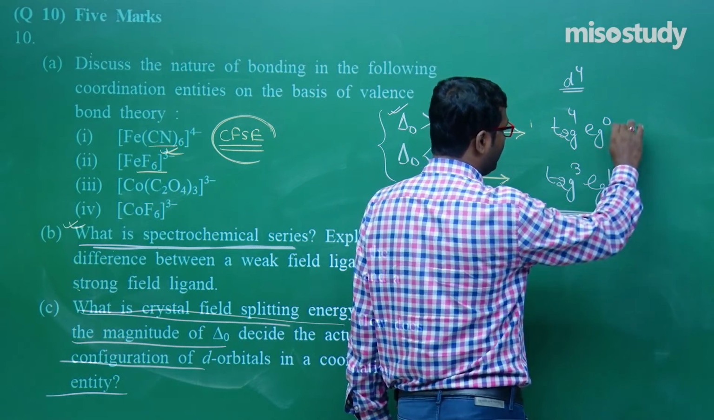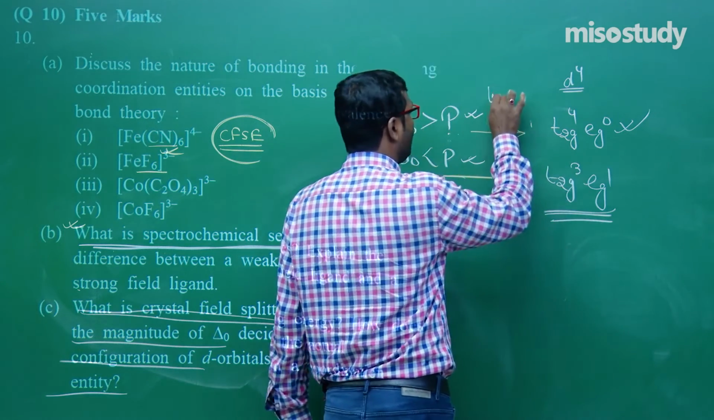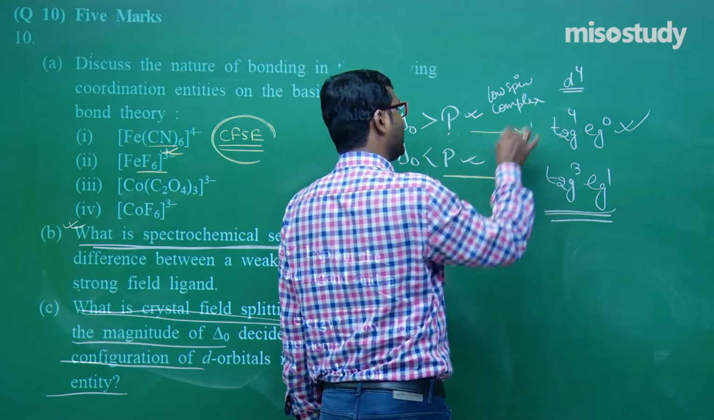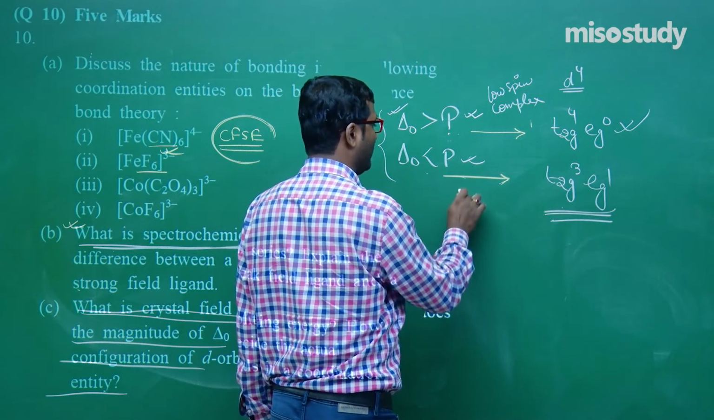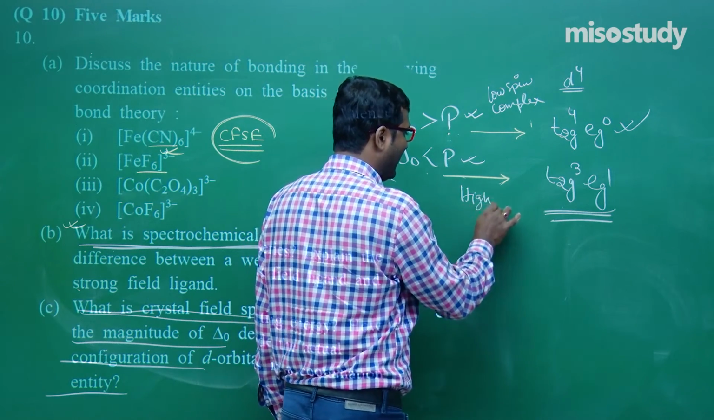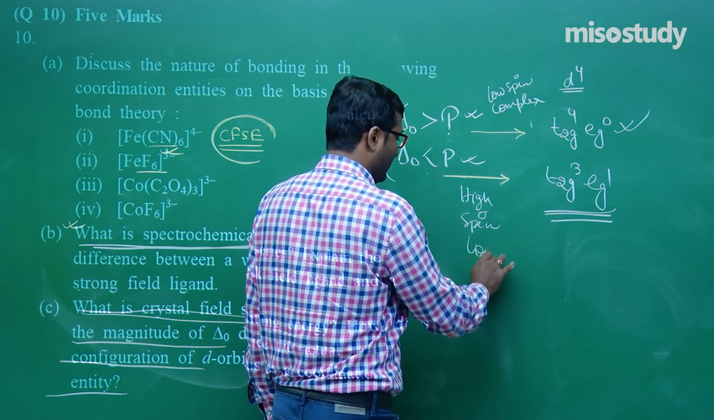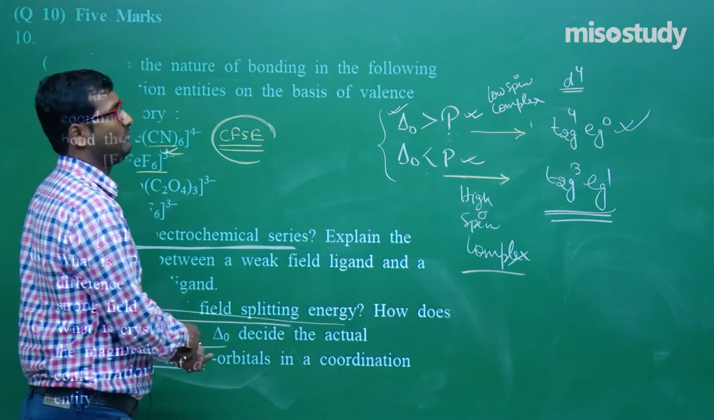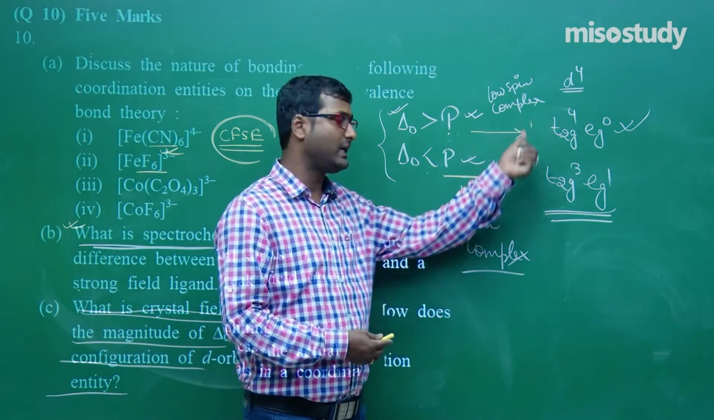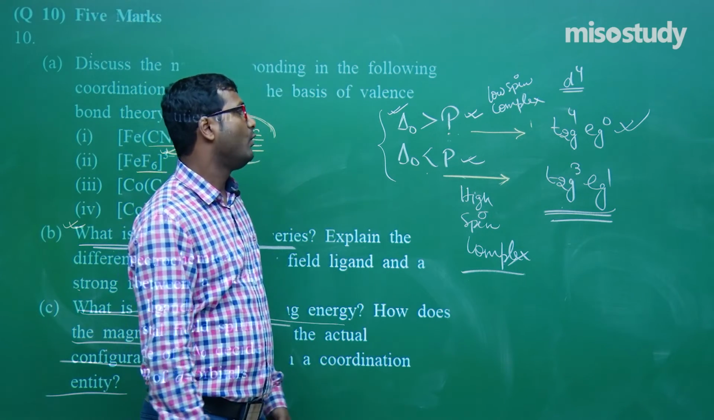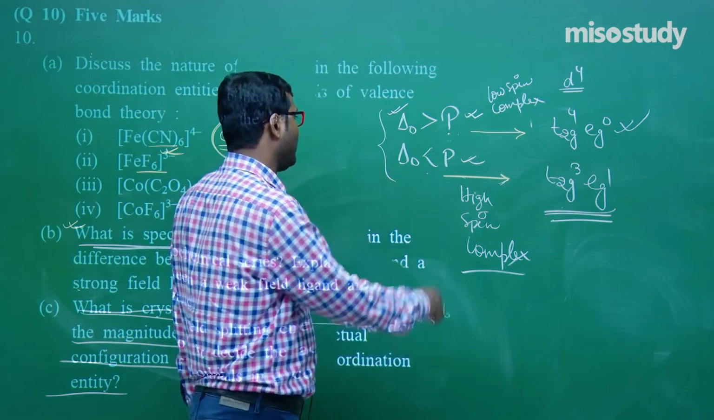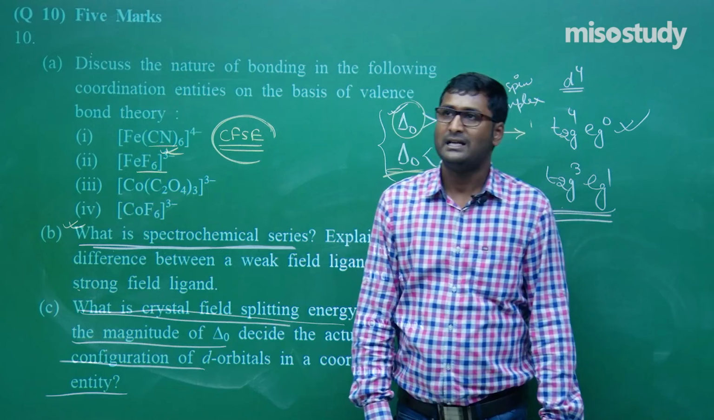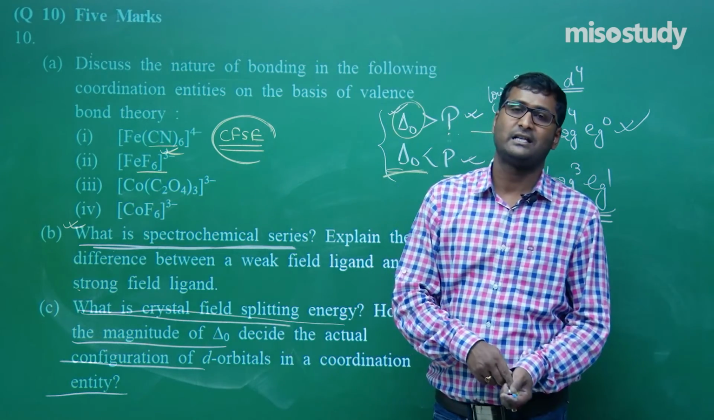First pairing will be done in a strong field ligand, that is the low spin complex. Yes sir. And in this case, first one electron, then pairing will be done. This is the case of high spin complexes, my friend. Low spin and high spin complexes. So low spin complex for a strong field ligand and high spin complex for a weak field ligand. And we know a strong field ligand has a high value of delta naught and a weak field ligand has a lower value of delta naught. This is the complete explanation related to this chapter.